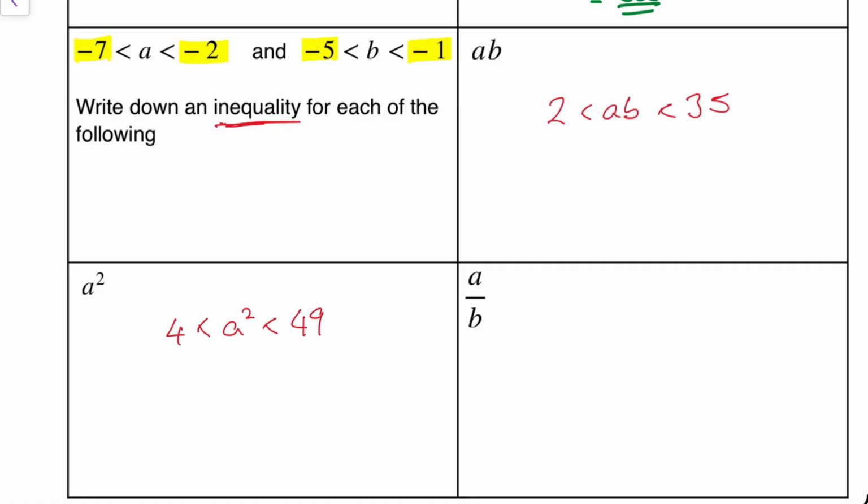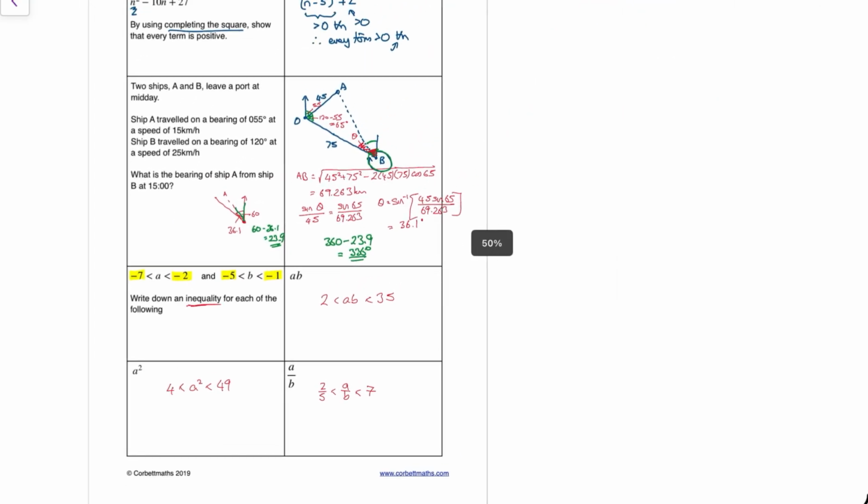A divided by b is a bit trickier, but again, it's still all positive. So the smallest I can make it is going to be 2 divided by 5. So 2 over 5 is the smallest number I can have. In other words, the smallest number of a divided by the biggest number of b. Then it's a over b in the middle, and then the other way around. So the largest number of a, which is 7, divided by the smallest number of b, which is 1, which is just going to be 7. And that's it. Today done.